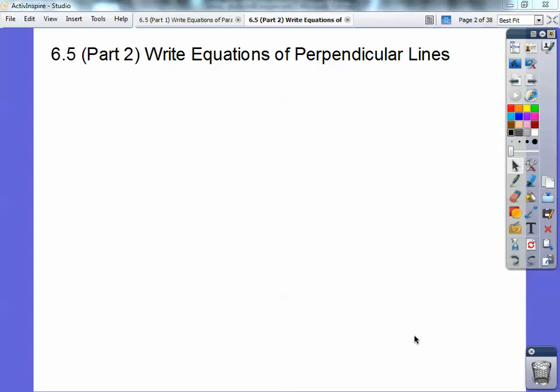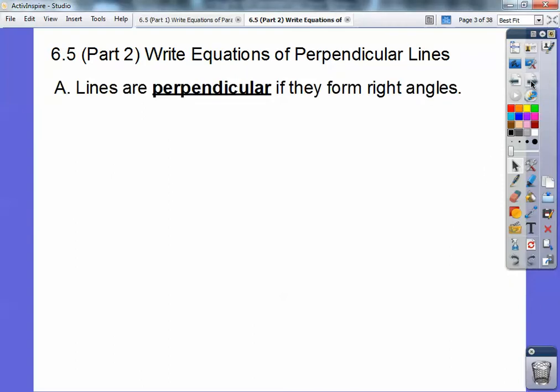Okay, this lesson is on writing equations of perpendicular lines. It's the second half of section 6.5 in my algebra book. So here we go. Lines are perpendicular if they form right angles, like a floor and a wall. That's a right angle, or a ceiling and a wall is a right angle, or where the walls meet, those are all right angles.